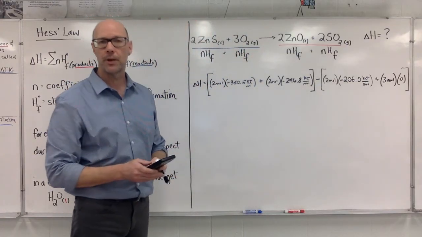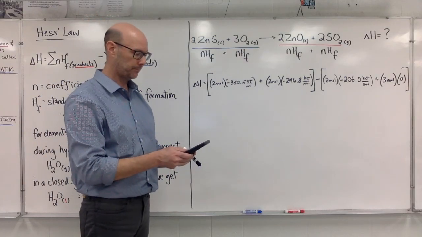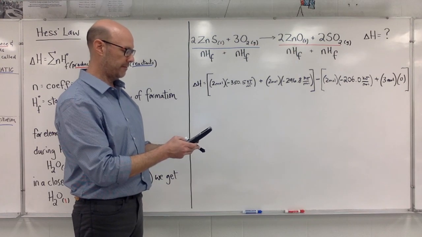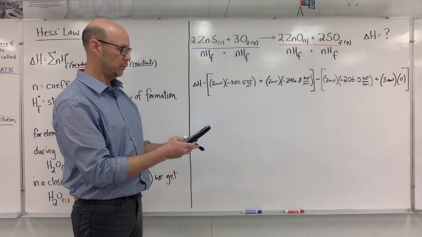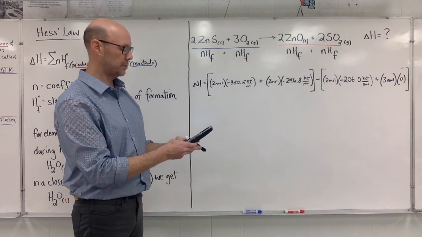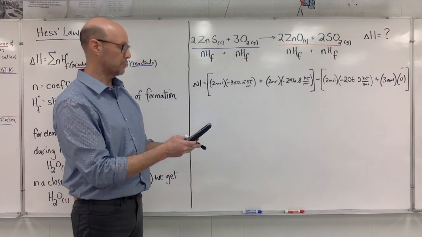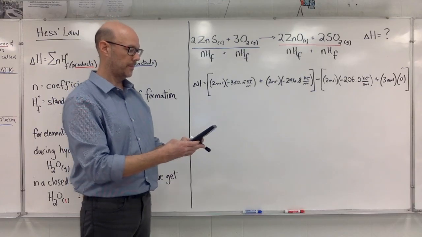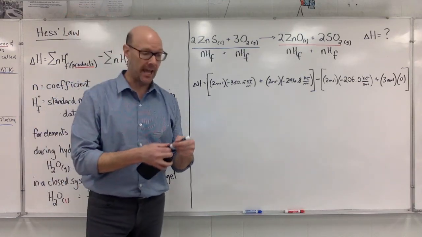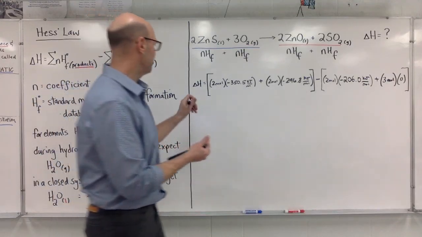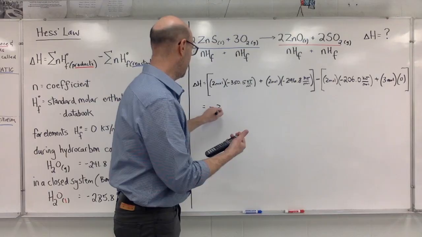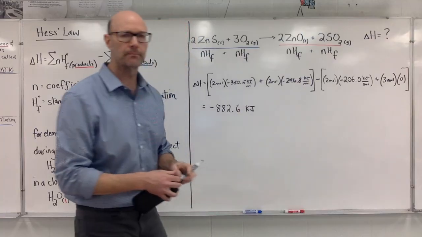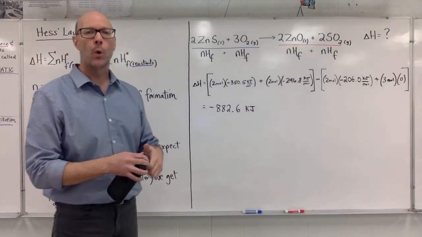Now I'm just going to type all this into my calculator in one step. I'm going to still use an extra set of brackets for these big square ones. Here we go. 2 times negative 350.5 plus 2 times negative 296.8 subtract 2 times negative 206. I really need to be careful with my calculator. Okay? The answer that I got, negative 882.6 kilojoules.